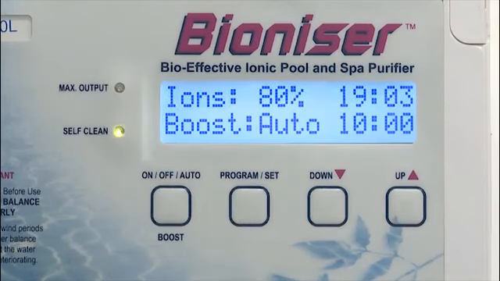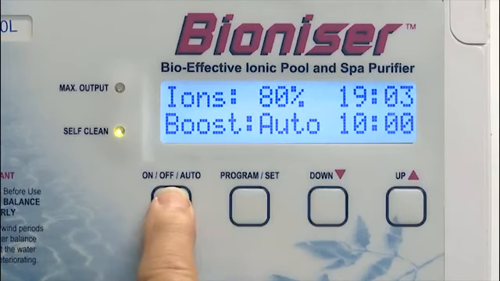The unit will now ionize the pool by filtering and ionizing continuously until the copper level is approximately 0.6 parts per million. The length of the boost timing will show on the screen, but usually around 12 hours or so depending on the volume of the pool. To take the unit off the boost setting, simply press and hold the on-off auto button for 5 seconds.